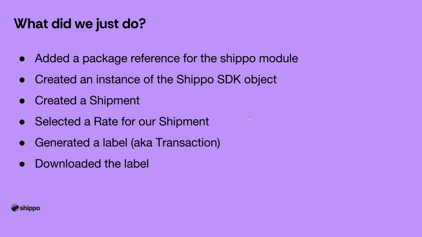So what did we just do? Well, first we added a package reference for the Shippo module using npm. Once we had that installed, we were then able to create an instance of the Shippo SDK object, passing an API token that we got from the API portal. Once we had that ready, we were able to create a shipment, passing it the package details as well as the destination and sender addresses. And then we were able to look at the list of rates that were returned for that shipment. And again, we selected a rate, and my criteria in my case was the lowest rate available. Once I selected a rate, I was then able to generate a label, also known in Shippo speak as a transaction. And once it completed successfully, I was able to download the label and look at it locally.